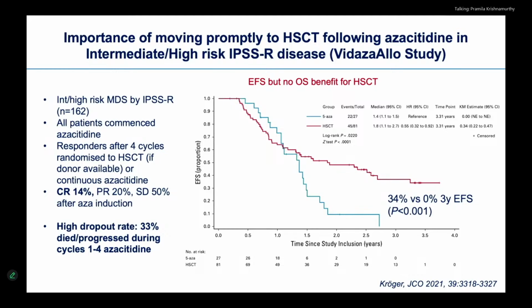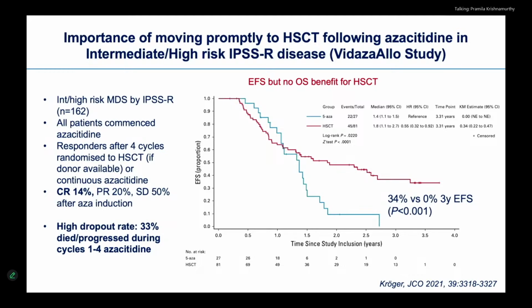So these high-risk patients by IPSS-R all commenced azacitidine, and then responders after 4 cycles were randomized to transplant if a donor was available or to continuous azacitidine. And whilst there was an event-free survival benefit for patients who went to transplant, there was no overall survival benefit for transplant.